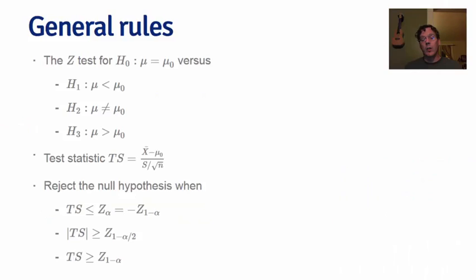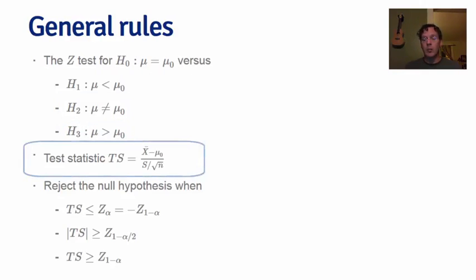Let's consider a couple of the possible alternative hypotheses. We're going to be sticking with the null hypothesis that H naught: mu equal to mu naught. Then we could test versus a couple of alternatives. H1, that mu is less than mu naught. H2, that mu is different from mu naught. And H3, that mu is larger than mu naught.